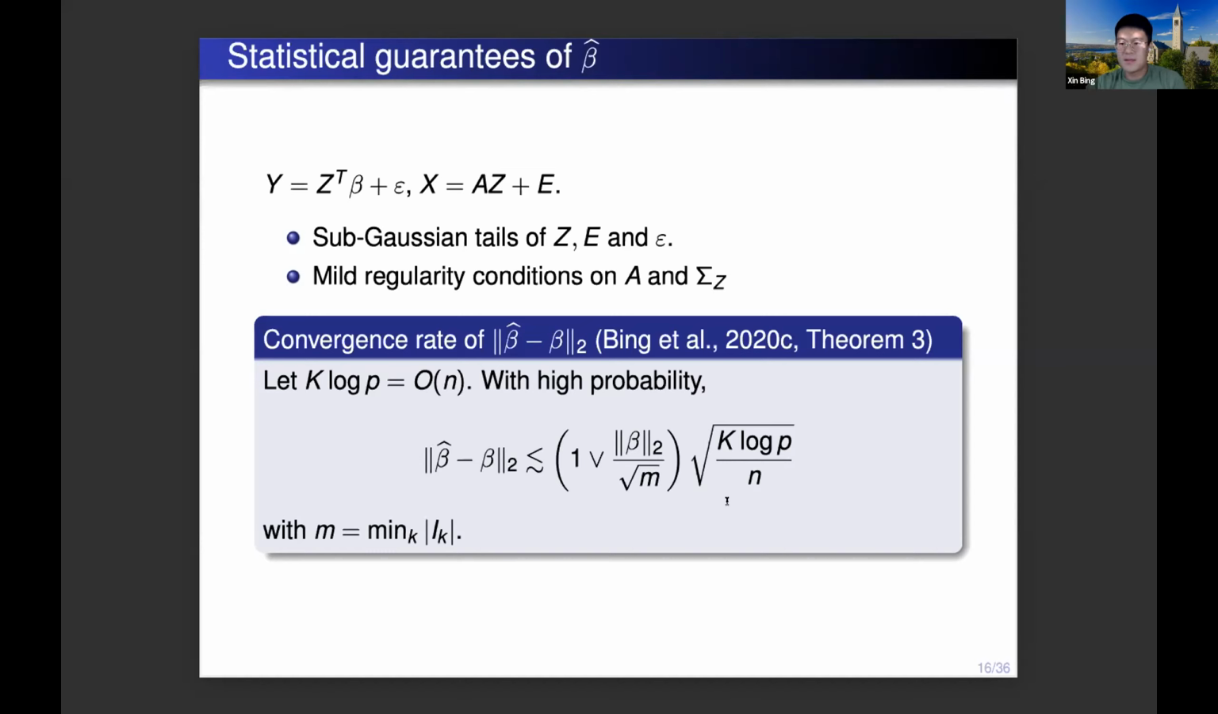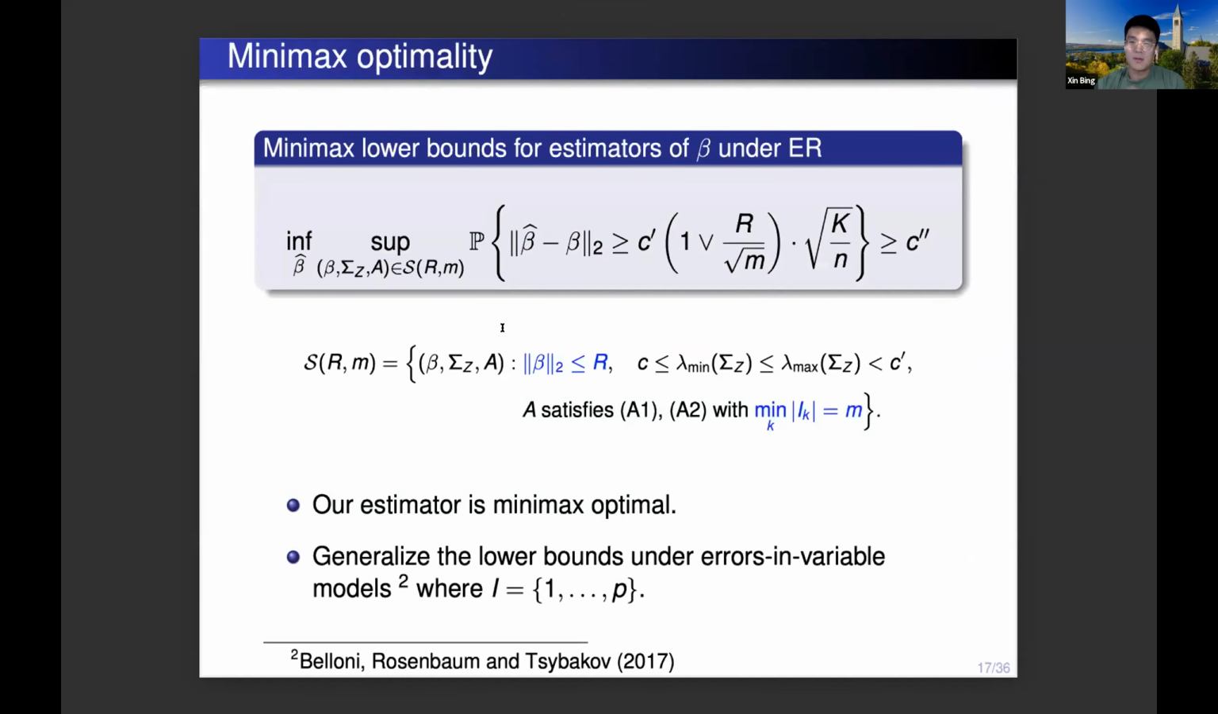And to interpret this rate, suppose we can observe Z, and then estimating beta is a classical problem, because the least squares estimator will give us the square root of K over n rate for estimating a K-dimensional parameter from n IID samples. However, because Z is not observed, this convergence rate is non-standard, and the additional price one needs to pay depends on this beta 2 norm over square root n. So is this price really necessary? We try to answer this question by establishing the following minimax lower bound.